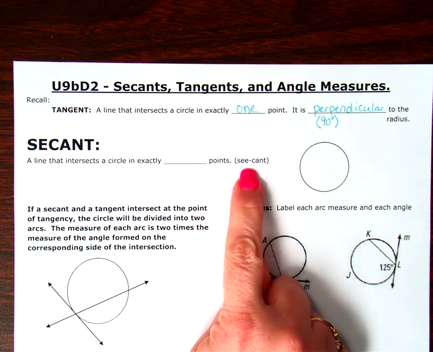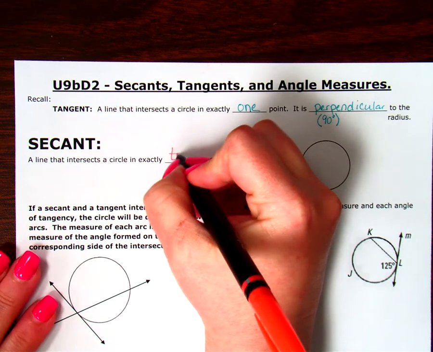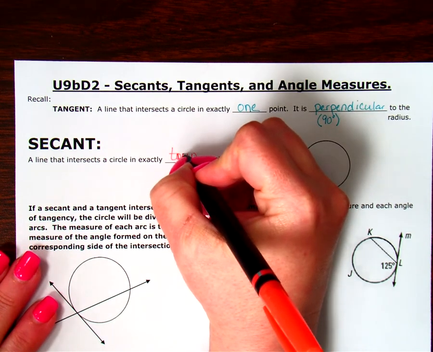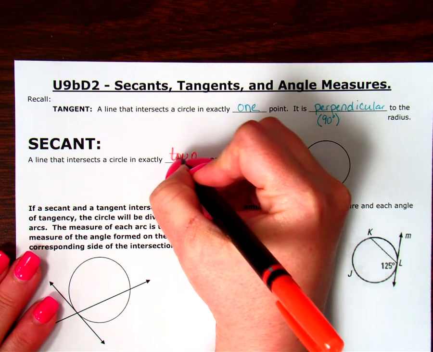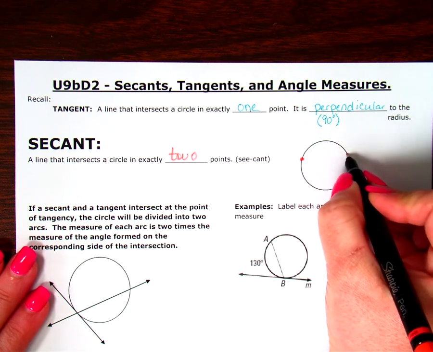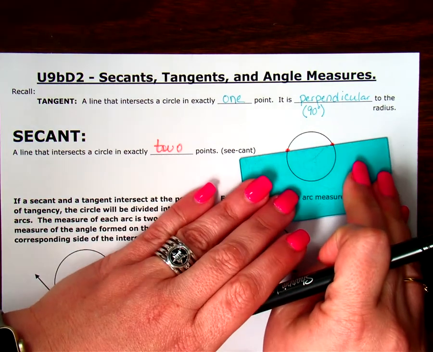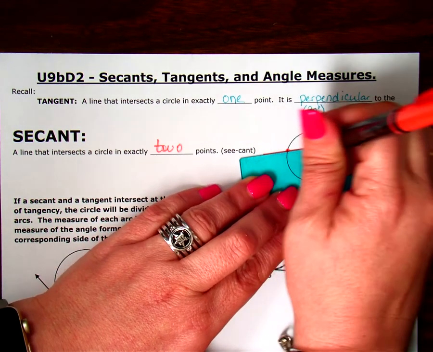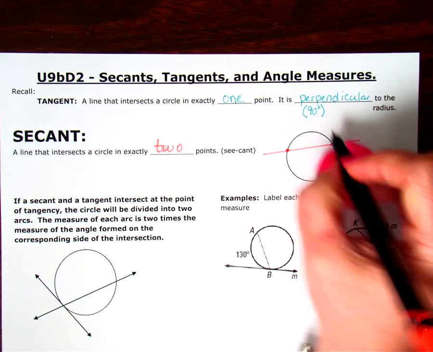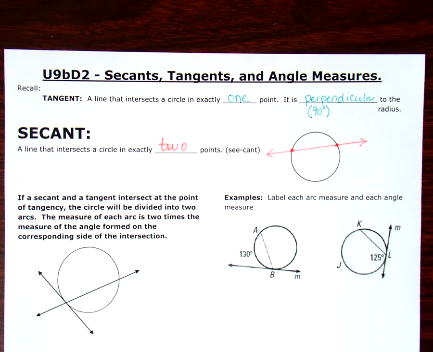The next one is secant, and it's pronounced secant. It's a line that intersects a circle in exactly two points. So two points, meaning let's say maybe a point here and maybe a point over here. And then it kind of looks like a chord, except it's going to extend through and outside the circle. So this line is considered a secant line. It intersects the circle in two points.